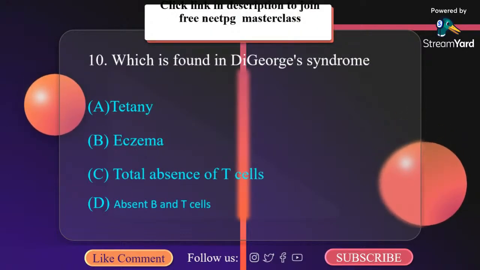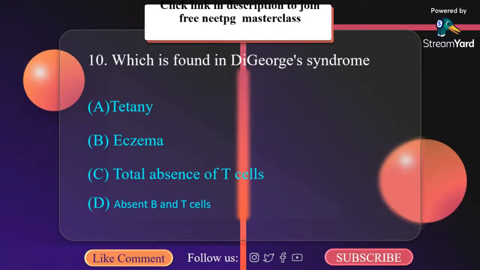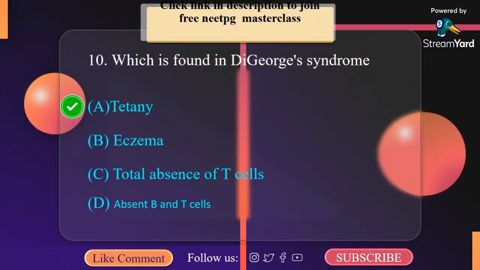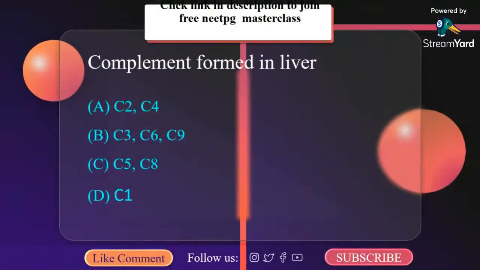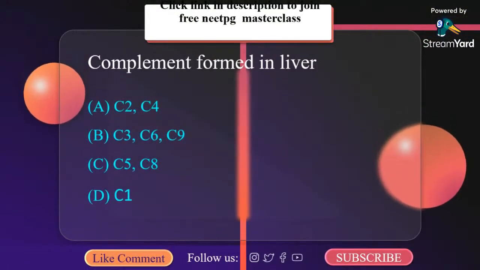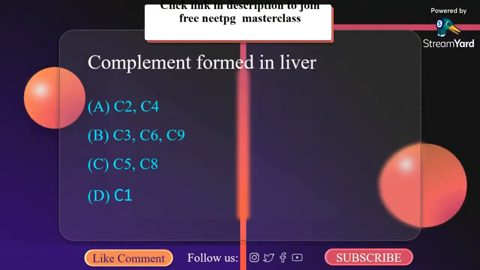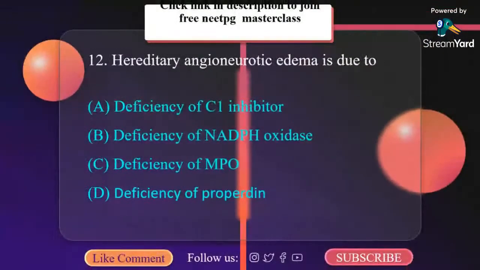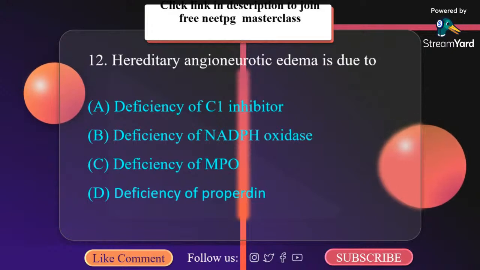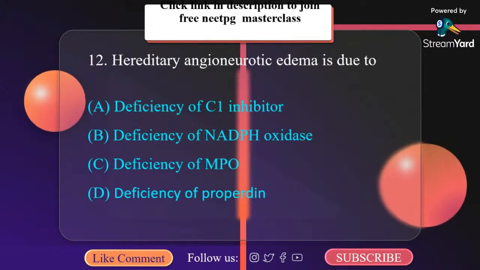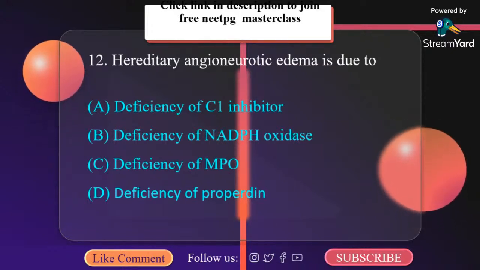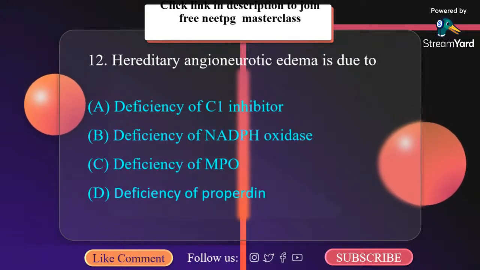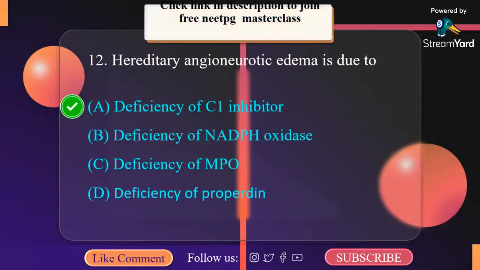Which is found in DiGeorge syndrome? A. Tetany, B. Eczema, C. Total absence of T cells, D. Absent B and T cells. It is tetany. Complement formed in liver is A. C2, C4, B. C3, C6, C9, C. C5, C8, C1. It is C3, C6, C9. Hereditary angioneurotic edema is due to A. Deficiency of C1 inhibitor, B. Deficiency of NADPH oxidase, C. Deficiency of MPO, D. Deficiency of properdin. It is due to the deficiency of C1 inhibitor.